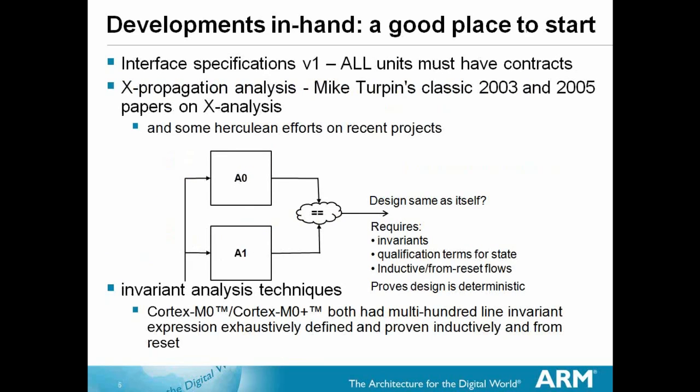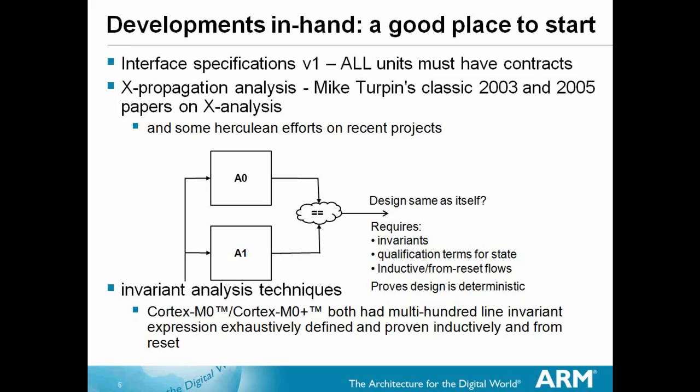And things that we had in hand, so past successes that I talked about, we have an interface specification methodology, and I'm saying version 1 here because I'm going to talk a little bit in a minute about a version 2 and what the collective of version 1 and version 2 actually buys us. And ARM is quite expert at X propagation analysis. We've done some quite Herculean efforts on X analysis, actually, where we dual instantiate the design to check that the design is actually deterministic by proving that the outputs are the same when you compare the design to itself.